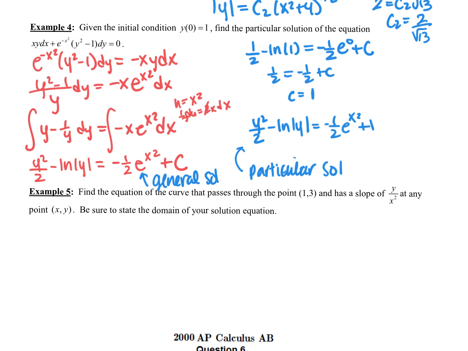Oh, wait, I forgot. This question is secretly a little deceptive. It says, find the equation of the curve that passes through the point (1, 3) and has a slope of y over x squared at any point (x, y). That's the derivative, right? Remember, the slope at a point is the derivative. So that's code for this being the derivative.